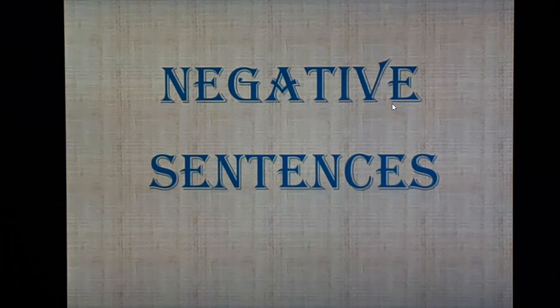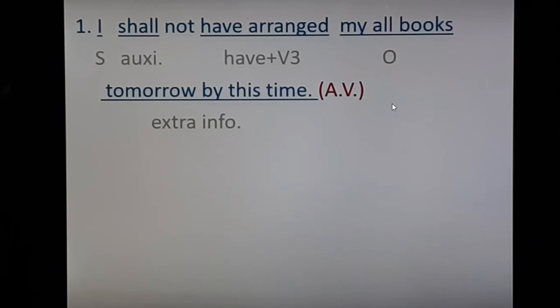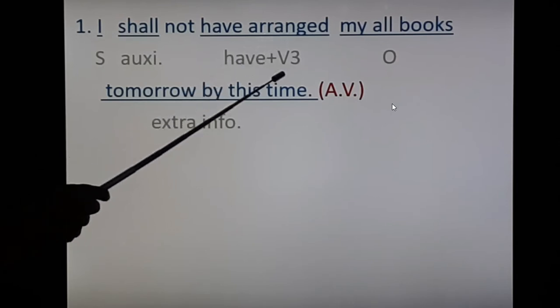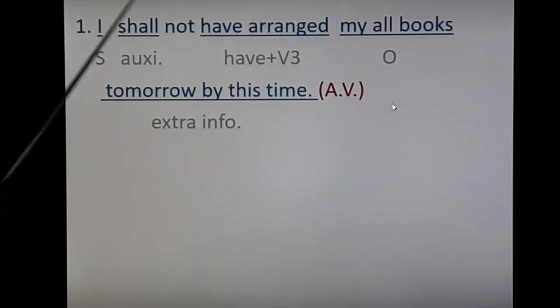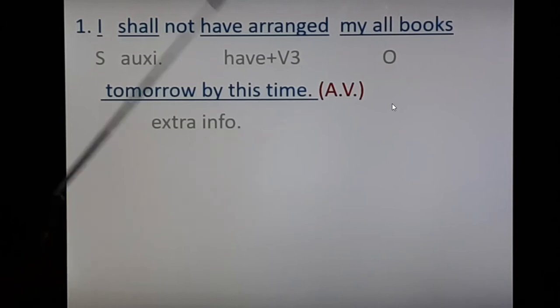Let's see negative sentences. First, I shall not have arranged my all books tomorrow by this time. So, I, subject, shall, auxiliary verb, not because we are framing negative sentence, have, that you have to put, plus V3 form. Then, my all books, that object, tomorrow by this time. Extra information. This is active voice. Been is not mentioned as well as by is not given.